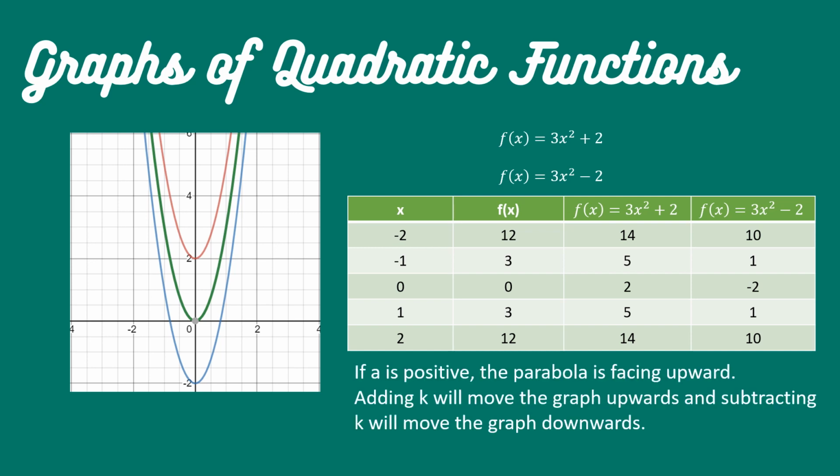So, for our table of values, we have this. So, here, our a is positive. So, when a is positive, the parabola is facing upward, and adding k will move the graph upwards, and subtracting k will move the graph downwards. So, si 3x squared plus 2 is yung ating pink line, and si f of x, 3x squared minus 2 is our blue line. So, ang k positive ay nagpataas ng graph at ang k na negative ay nagpababa ng graph.